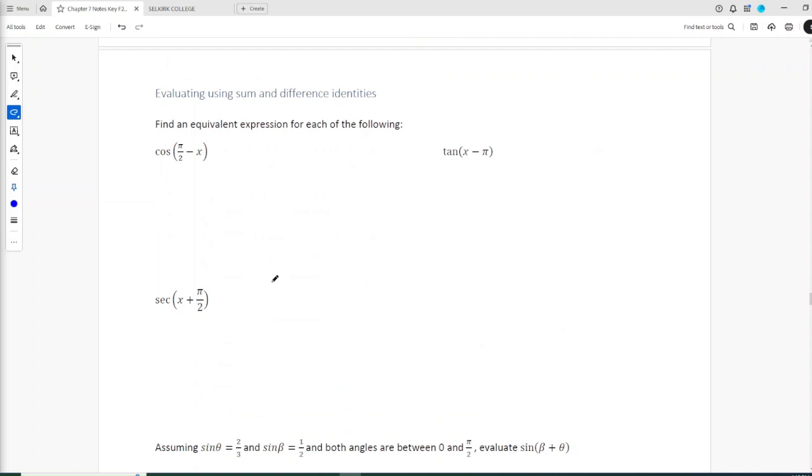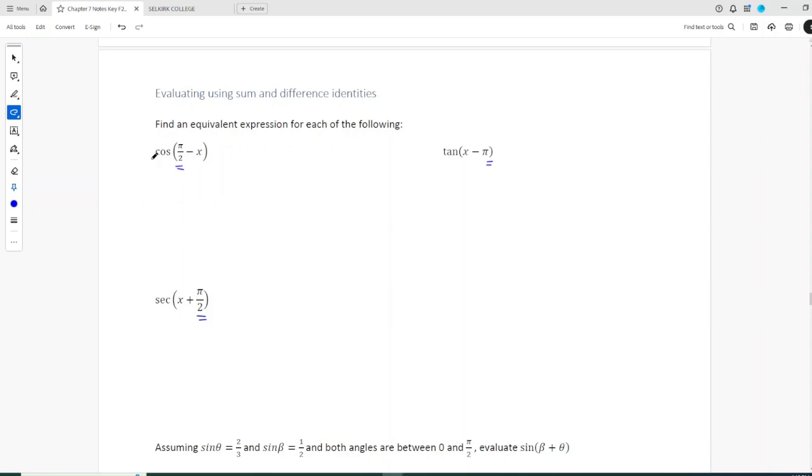Evaluate using sum and differences where pi by 2 and pi are involved, and then another one that's going to bring us way back to chapter 6. So this next one will say find an equivalent expression for each of the following, and what you'll notice is that there'll be a pi by 2 in it or a pi. What's going to happen is that all of these are going to evaluate to ones and zeros and negative ones, so they're going to all simplify quite a bit.